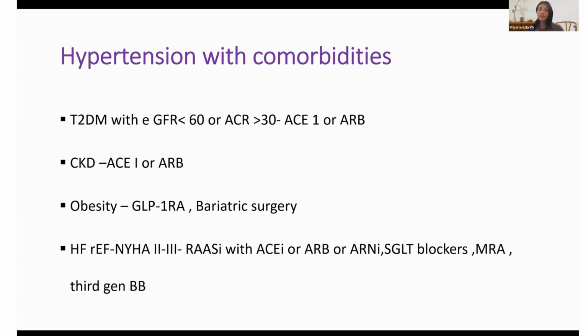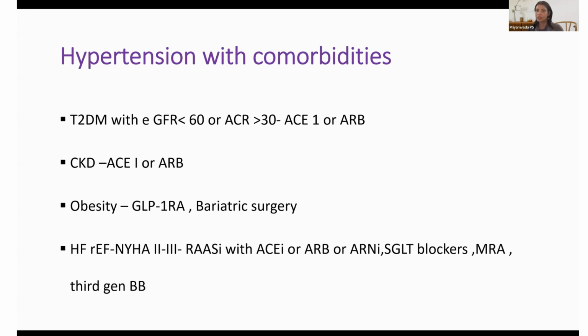Then heart failure with a reduced ejection fraction, when the patient is in NYHA 2 and 3 symptoms, you can start on RAS inhibition with an ACE inhibitor or ARB or ARNI. Then followed by SGLT blockers, mineralocorticoid receptor blockers, and a third-generation beta blocker. So this is the order in which we need to follow.